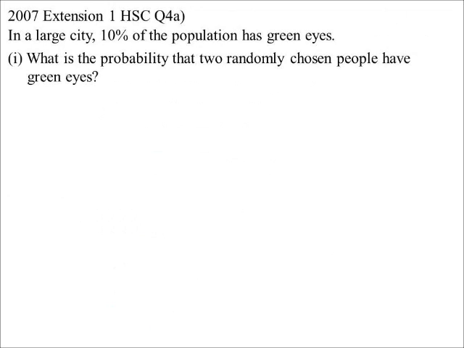2007. Large city, 10% of the population has green eyes. What's the probability that 2 randomly chosen people have green eyes? So just 0.1 times 0.1, 0.01. That's not a binomial probability question.